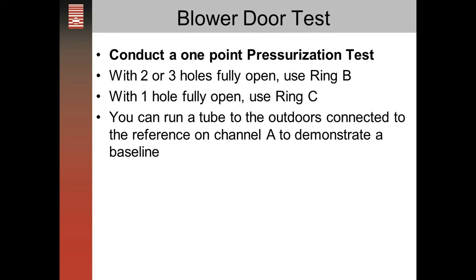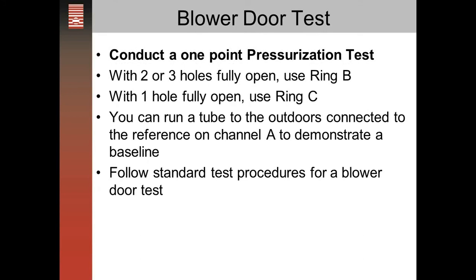And if you want to make it look like a more realistic test, you can run a hose to the outside, going to the reference on channel A. So you'll actually have an enclosure with reference to outside, and that'll give you a more realistic baseline reading if you want to do that. And then follow the standard test procedures that you would for just a standard blower door test.